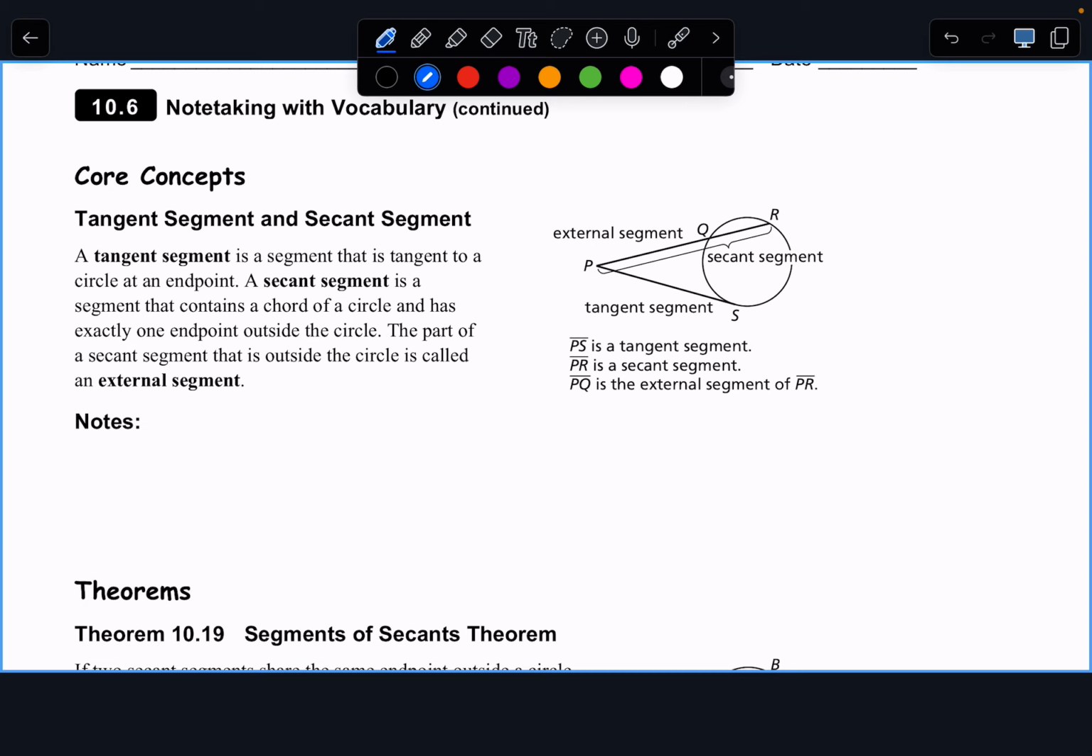If we have this, it's called a tangent segment. You can figure that out, right? This is a secant. This is the external segment of the secant. This is the internal segment of the secant. We good?